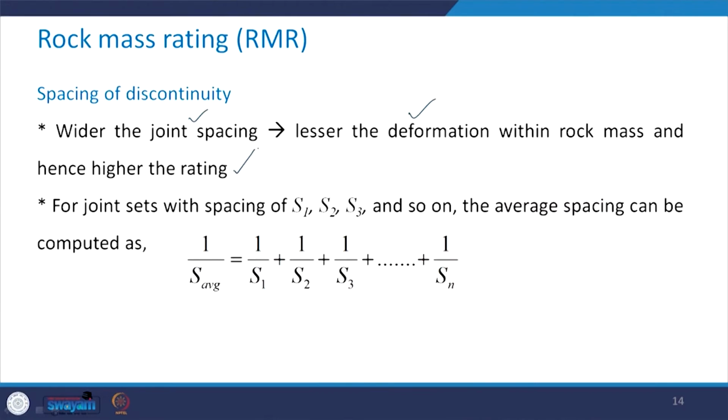Spacing of the discontinuities. I mentioned to you that when you have the wider joint spacing, lesser will be the deformation within the rock mass and therefore you have high rating. Say you have the joint sets with spacing of S1, S2, S3 and so on, let us say n joint sets till Sn. The average spacing can be computed using this expression, that is 1 upon S average is equal to 1 upon S1 plus 1 upon S2 and so on up to 1 upon Sn.